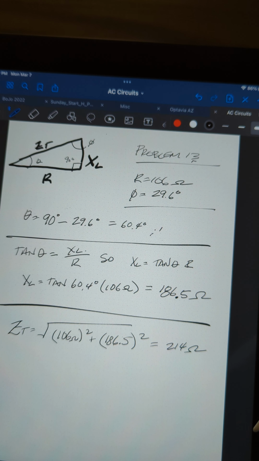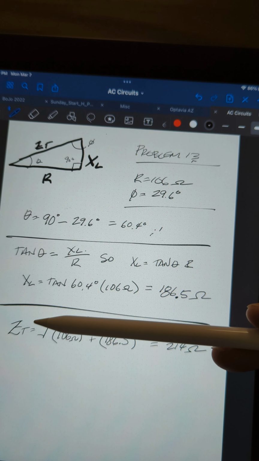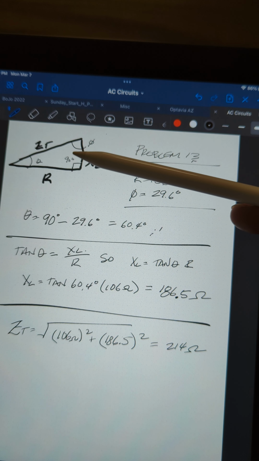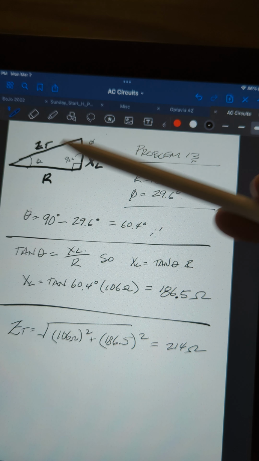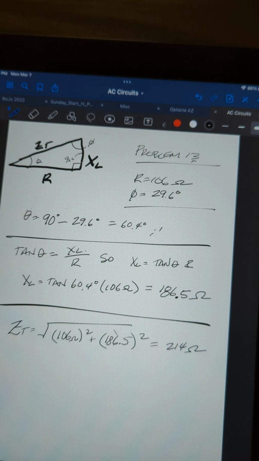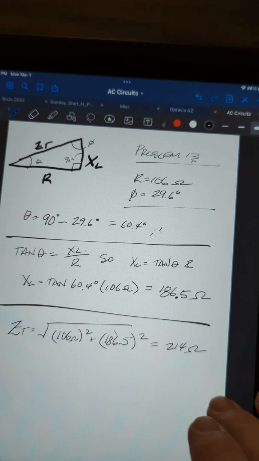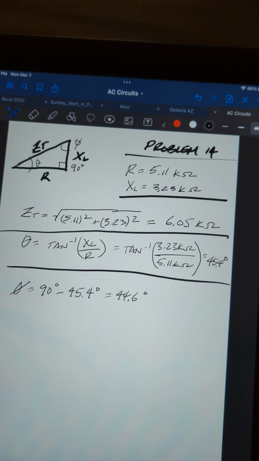And then I want to figure out the total impedance, which is this ZT, which is going to be this line up here all the way across. And so we know that we're going to use the Pythagorean Theorem. We take the square of R plus the square of X of L. We add those up and take the square root of those two numbers summed together, and we come up with 214 ohms. Moving on, let's take a look at problem number 14.